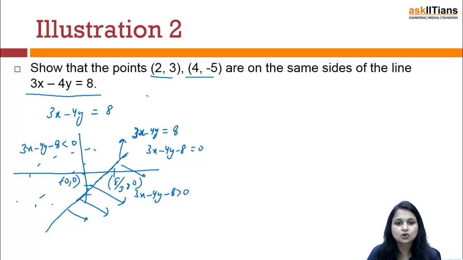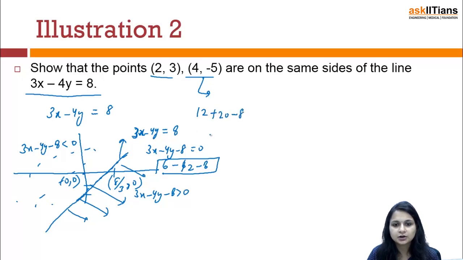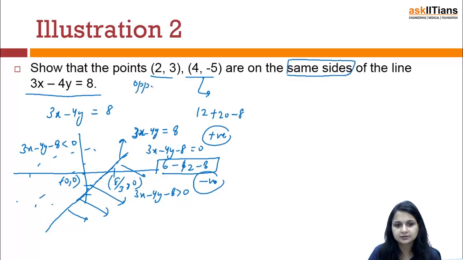Now let us see what 2 comma 3 gives. 3 2s are 6, minus 12, minus 8. So this is negative, which means it will lie here. What about 4 comma minus 5? 3 4s are 12, and this would be plus 20, and minus 8. So this is positive. So you can see that one is negative and another is positive. So I can say that they will not lie on the same side; they will be on opposite sides.